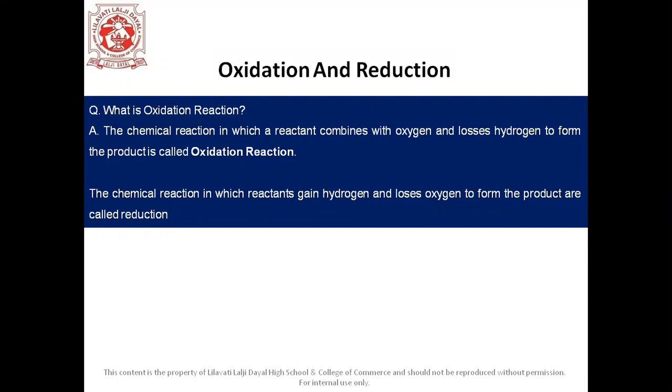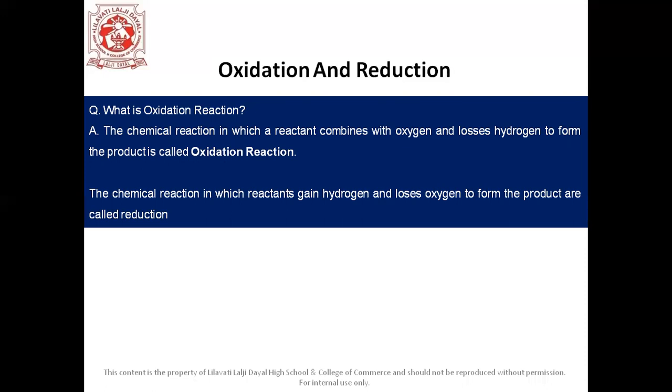Now, in simple terms, the chemical substances which bring about an oxidation reaction by making oxygen available can be termed oxidizing agents. The next slide is the chemical reaction in which reactants gain hydrogen and lose oxygen to form the byproduct, called reduction. So in reduction, students, what happens? The chemical substance that brings about reduction is called a reducing agent.